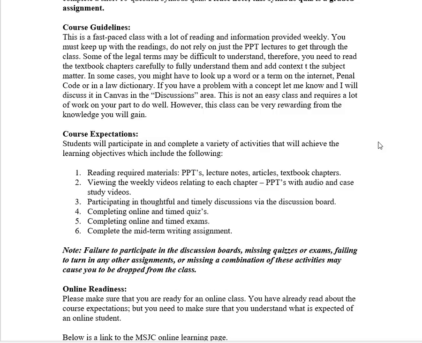So it's not a super easy class by any means, and it's going to require some work on your part, but it's going to be really rewarding when you're done because you're going to gain a lot of practical knowledge as it relates to the guidelines of criminal evidence. All those TV shows and movies that you watch, where you see them collect stuff and get the evidence, there's more to it than that.